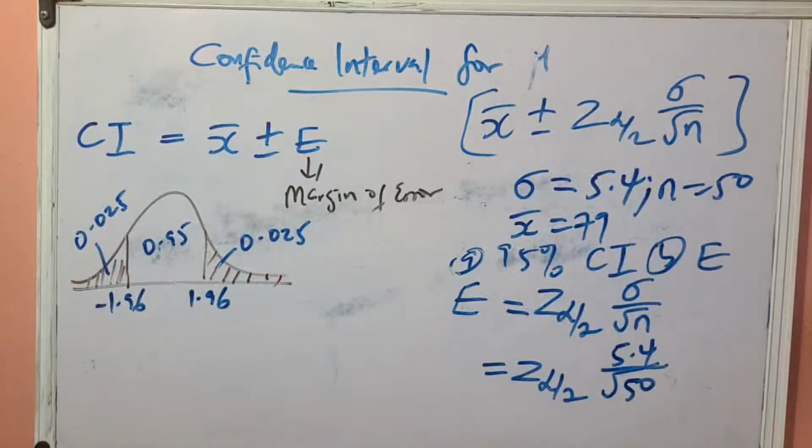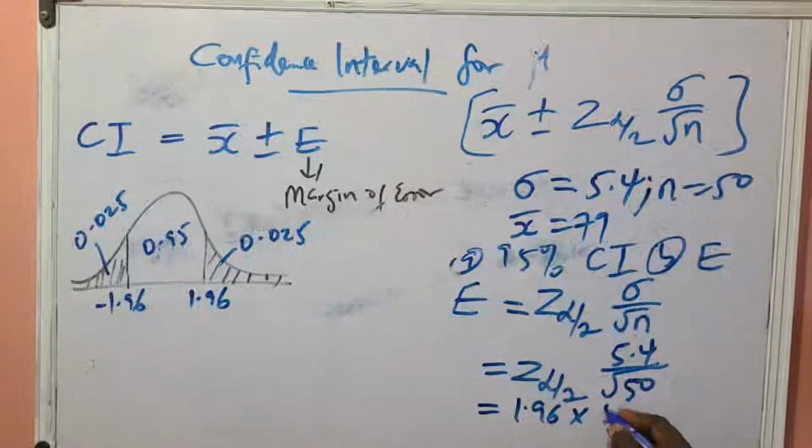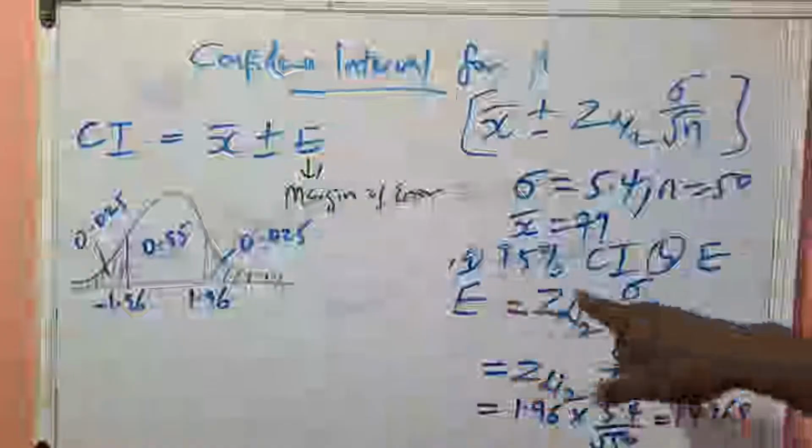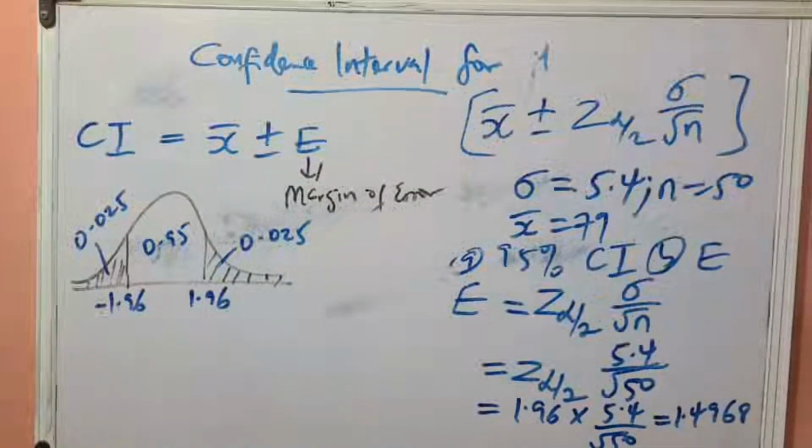So what you have to do right here to find the margin of error is to fix the value 1.96 multiplied by 5.4 divided by square root of 50. That's just what you're supposed to do. And if you do that, you should get a value of 1.4968. That's just the way you go about this. And now you have your margin of error, obviously, as 1.4968. But don't forget, we're supposed to construct a 95% confidence interval. So we now need to go on.